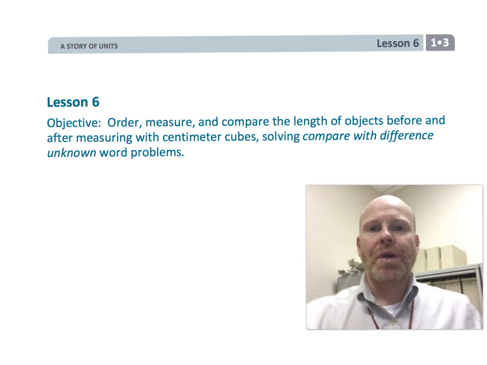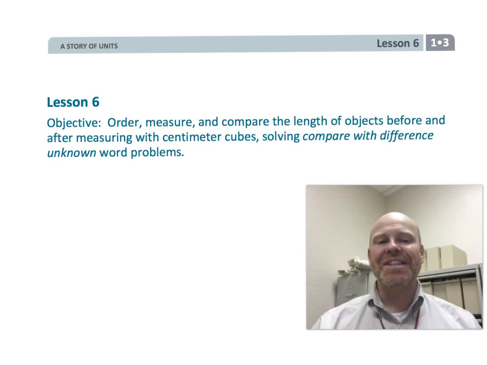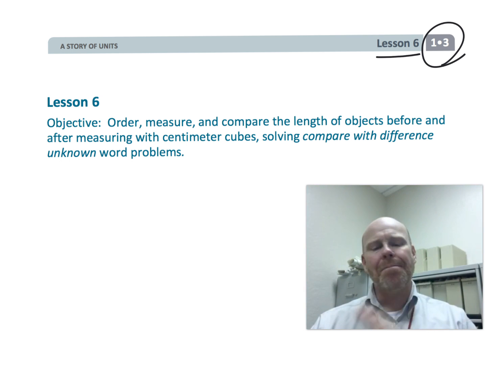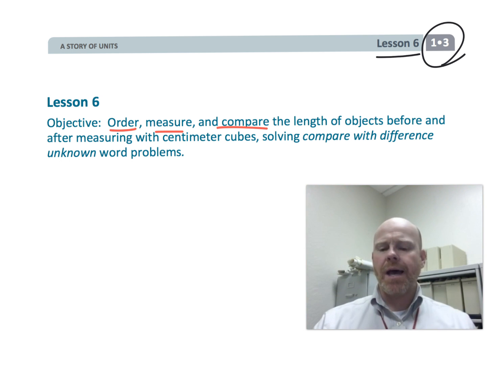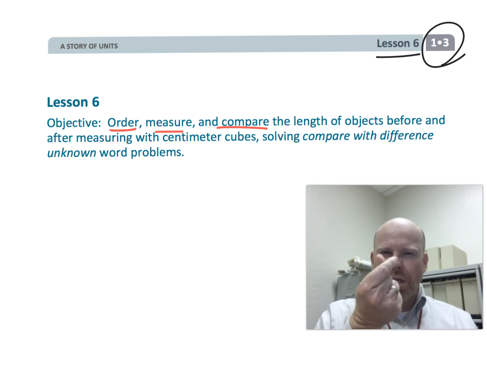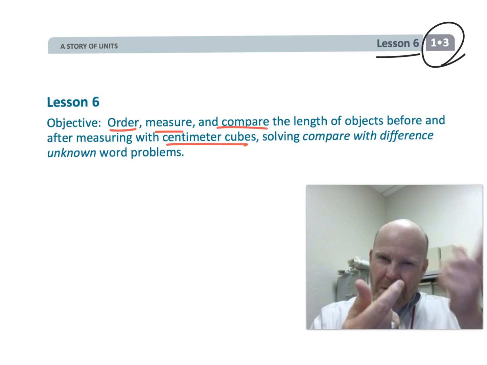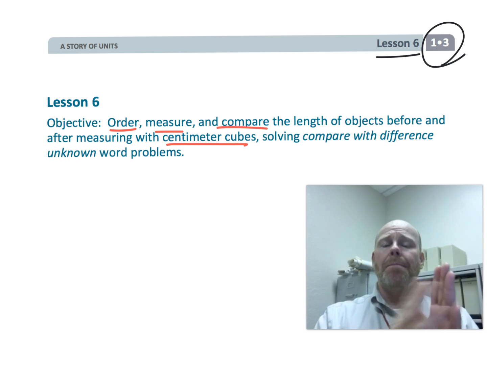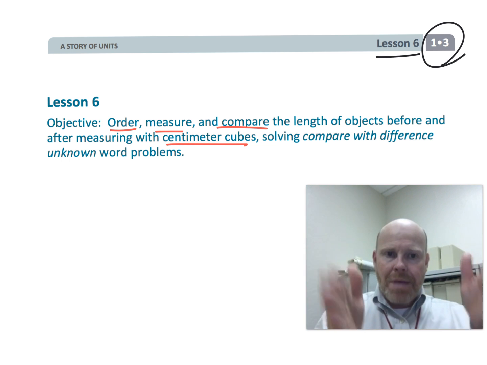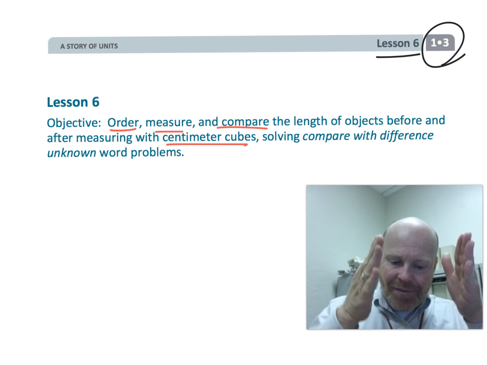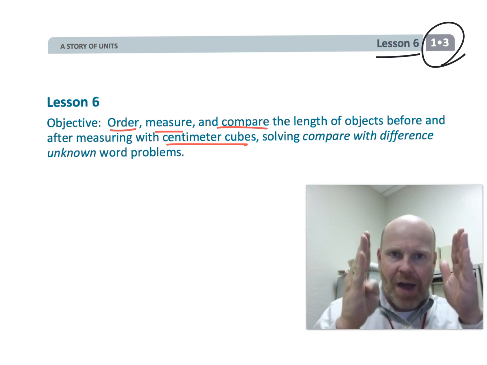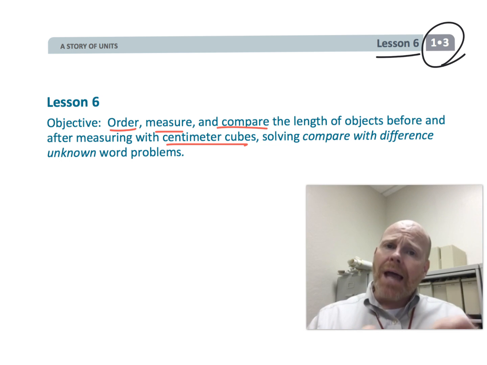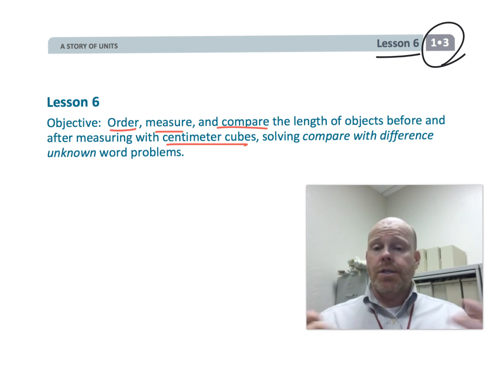Right, this is first grade module 3 lesson 6, and in this lesson students are going to be ordering, measuring, and comparing. All this time they're going to be using those centimeter cubes but then renaming it as centimeters. And the idea is once they've measured an object and identified that it is 5 centimeters or 7 centimeters, that allows students to then compare.